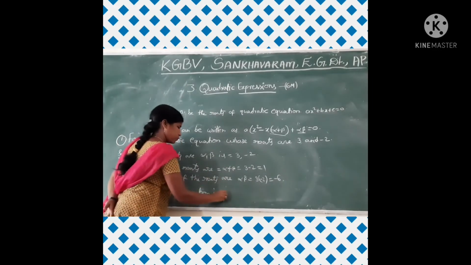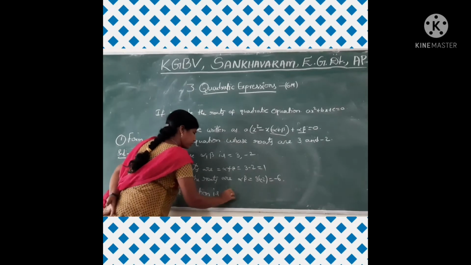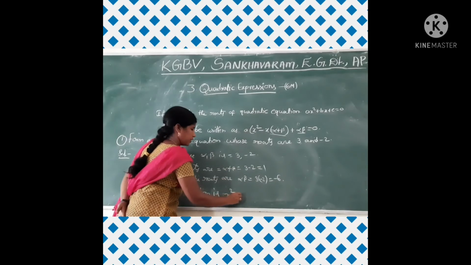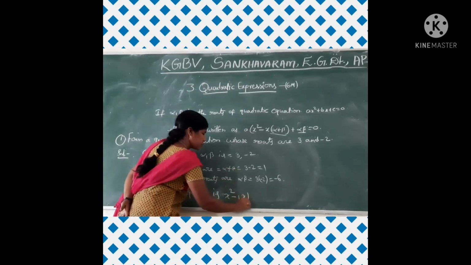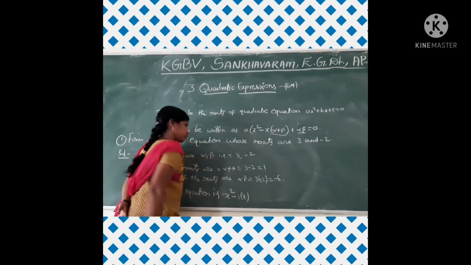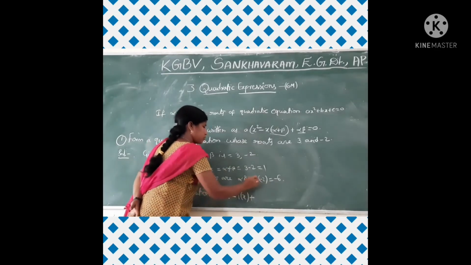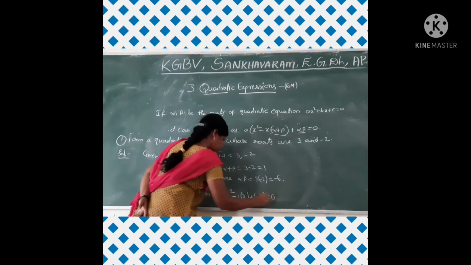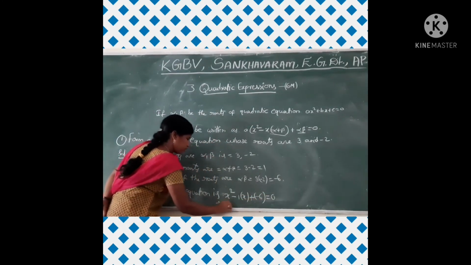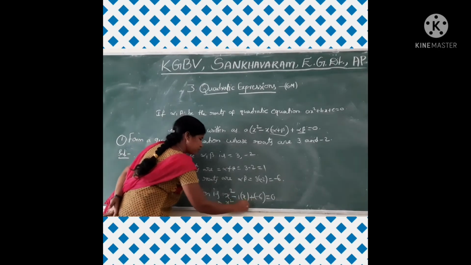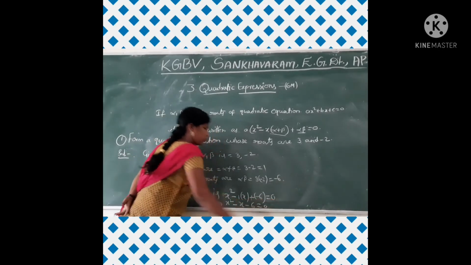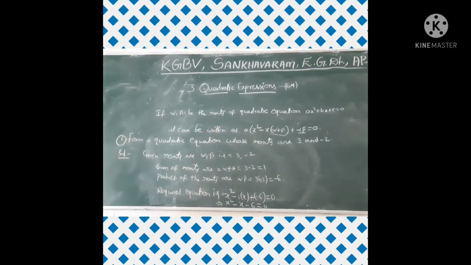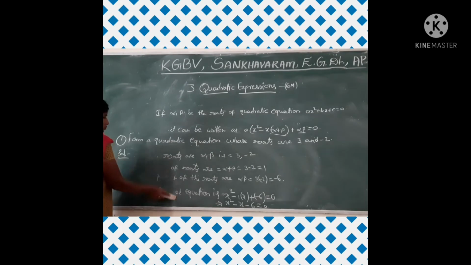The equation is x square minus x into alpha plus beta, that means x into 1, plus alpha into beta, the product of the roots, minus 6, is equal to 0. That's why we get x square minus x minus 6 is equal to 0. Okay, understand? And one more we learn.